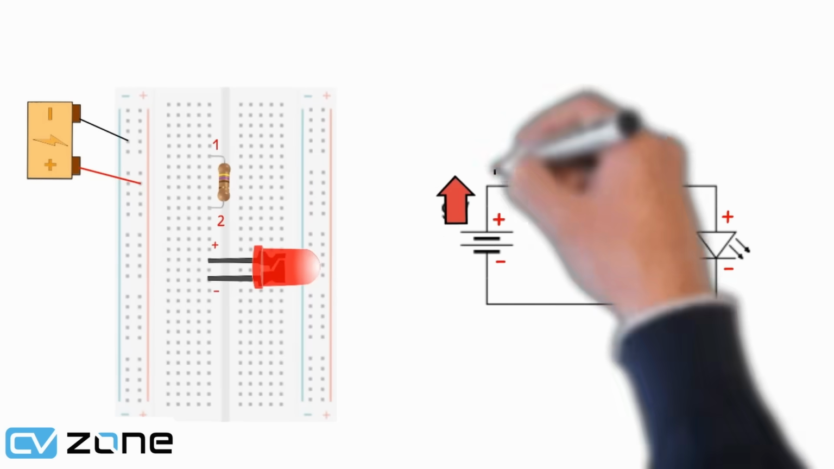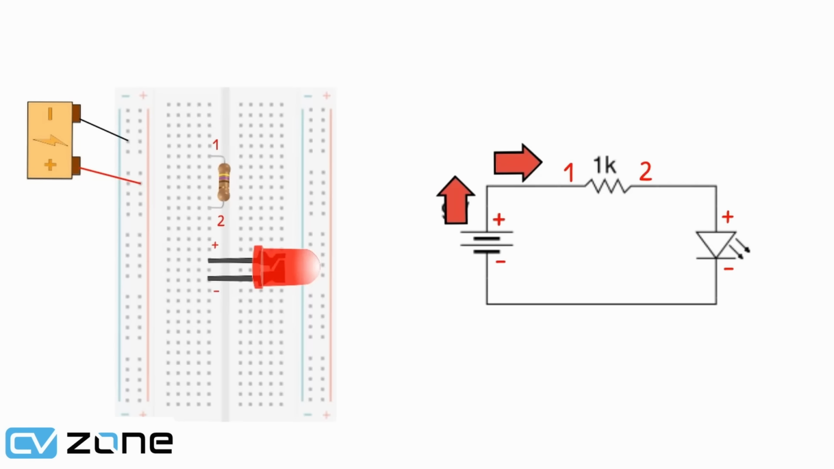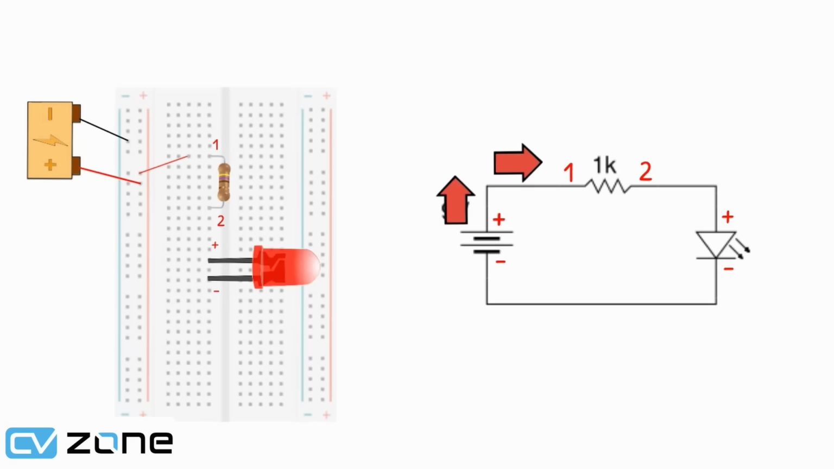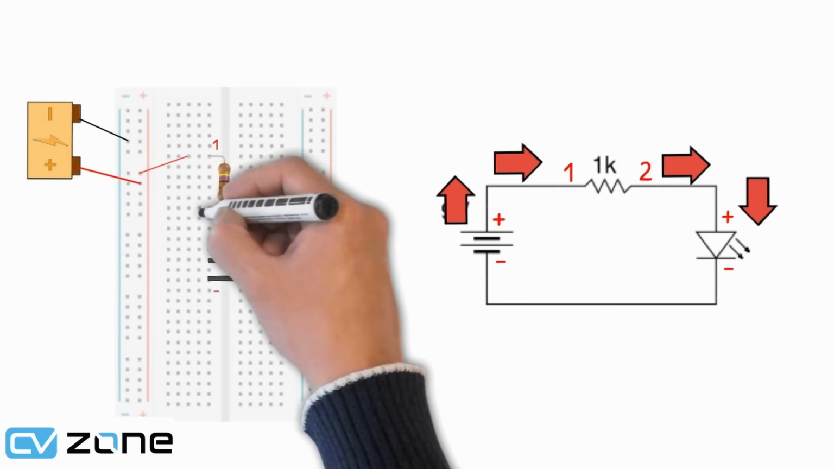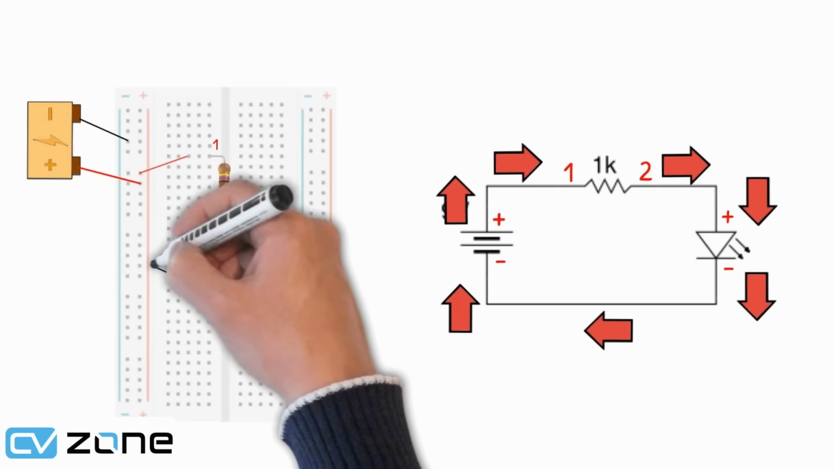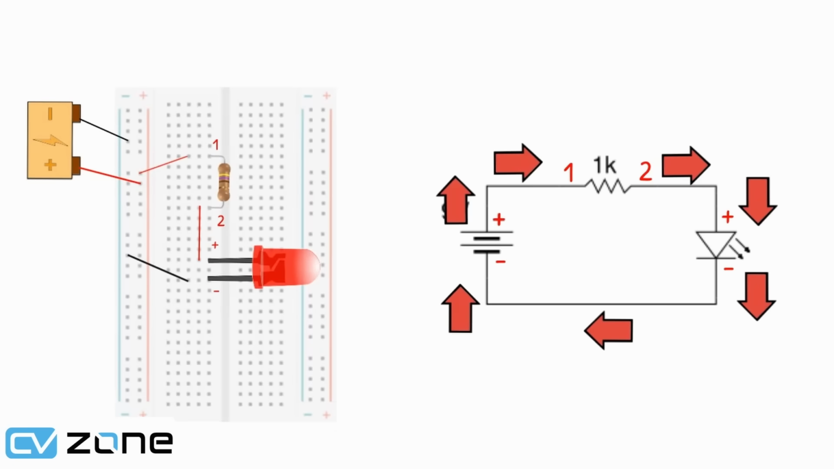Starting from the positive side of the battery, the current flows towards the first terminal of the resistor. So we can connect this with the wire here. Then the current passes through the second terminal of the resistor and moves toward the positive terminal of the LED. We can add another wire from the second terminal to the positive side of the LED. Then the negative side of the LED goes to the negative side of the battery. So we can add a wire from the negative point to the negative point. So we can see the current flow and how it creates a loop.